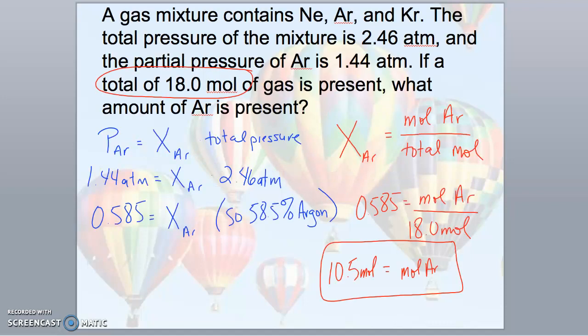And lastly, we'll end the lecture with an additional practice problem. The amount of argon present is 10.5 moles. Try this problem later without the work shown and see if you can solve it on your own. If not, keep trying. A little practice will go a long way when studying chemistry.